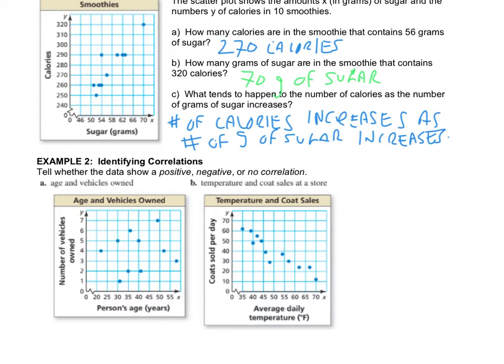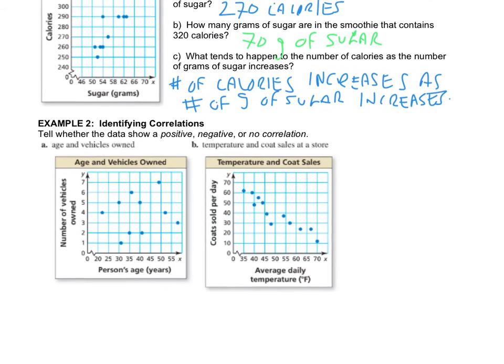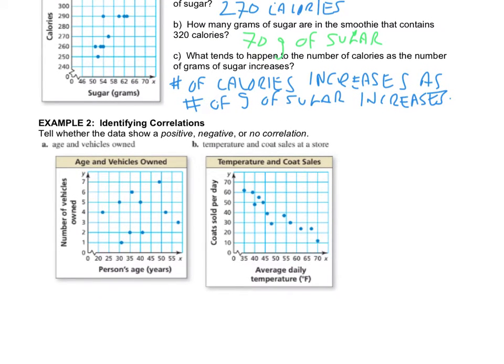Example 2. Then we want to talk about things called correlations. Correlations are kind of like those trends that we just talked about. When I look at a correlation, I'm looking at how my data is behaving. As the x values down here are increasing or decreasing, what's happening to these numbers in here? We typically say, as the x's are increasing, what's happening to our y's?